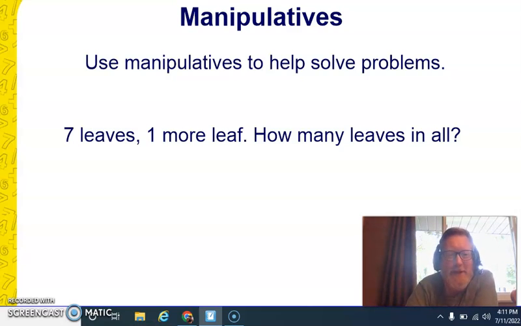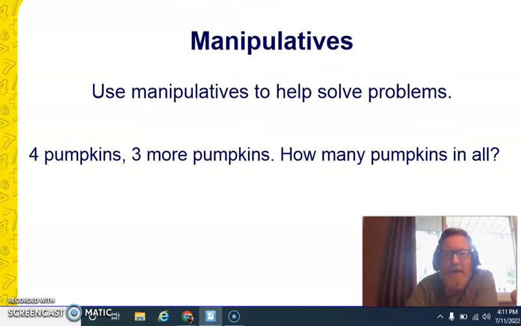Let's try one more. Now our problem is if you have 4 pumpkins and then you get 3 more pumpkins, how many pumpkins are there in all? Count 4 of your manipulatives. Count out 4 of those. Good. And then I want you to count out 3. Then put them all together and count all of your objects, okay? Go ahead and pause this and count those up for me. All right, we're back. Did you get 7? I'm sure you did. If not, give it another try.